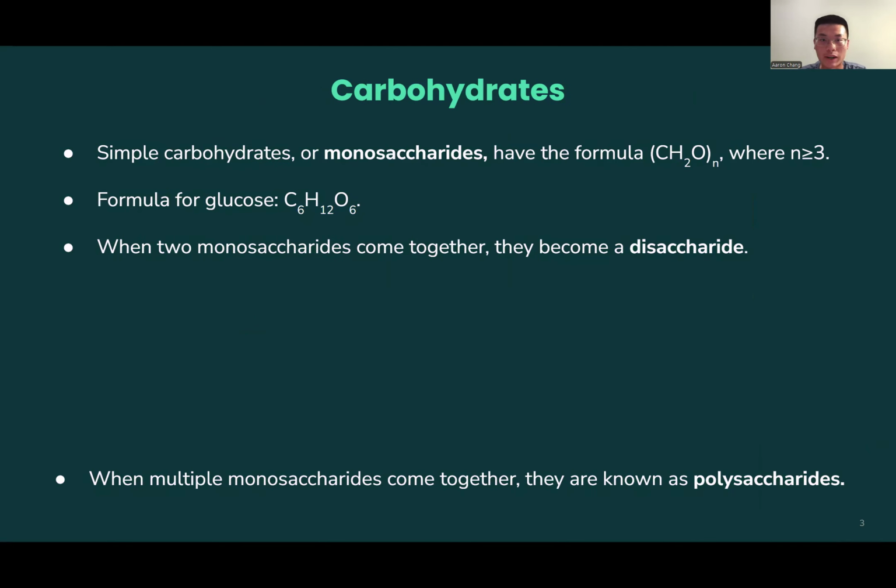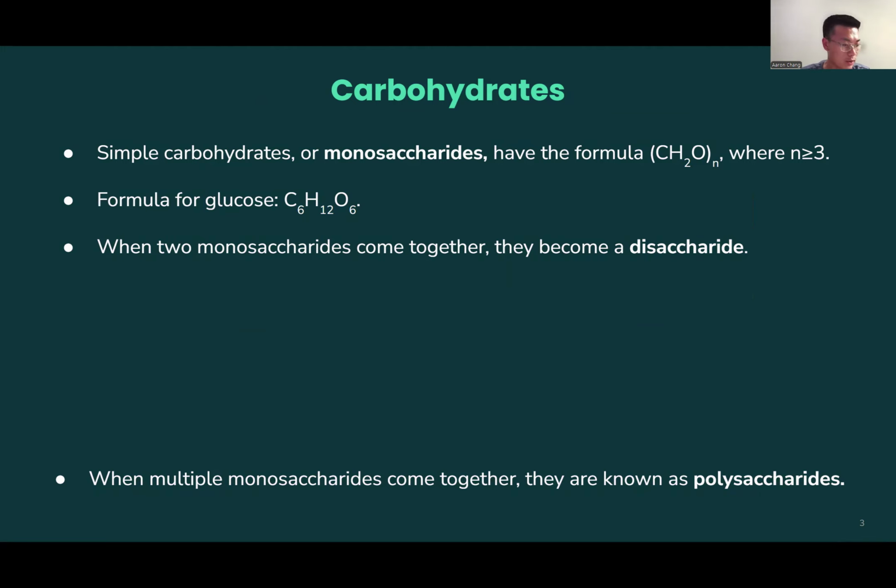So we have the carbohydrates first, and simple carbohydrates or monosaccharides have the formula CH2O N, where N is greater than 3. For example, the formula for glucose is C6H12O6. If you factor a 6 out, that's CH2O with 6 on the outside.